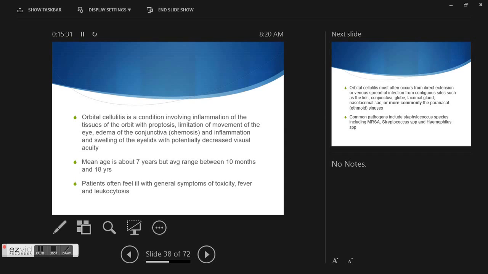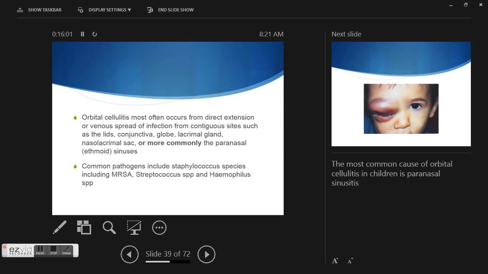Contrast that to orbital cellulitis, which is a condition involving inflammation of the tissues of the orbit with proptosis, limitation of movement of the eye, edema of the conjunctiva or ecchymosis, and inflammation and swelling of the eyelids with potential decreased visual acuity. The mean age is about 7, but average ranges between 10 months and 18 years. And patients often feel ill with general symptoms of toxicity, fever, and leukocytosis.